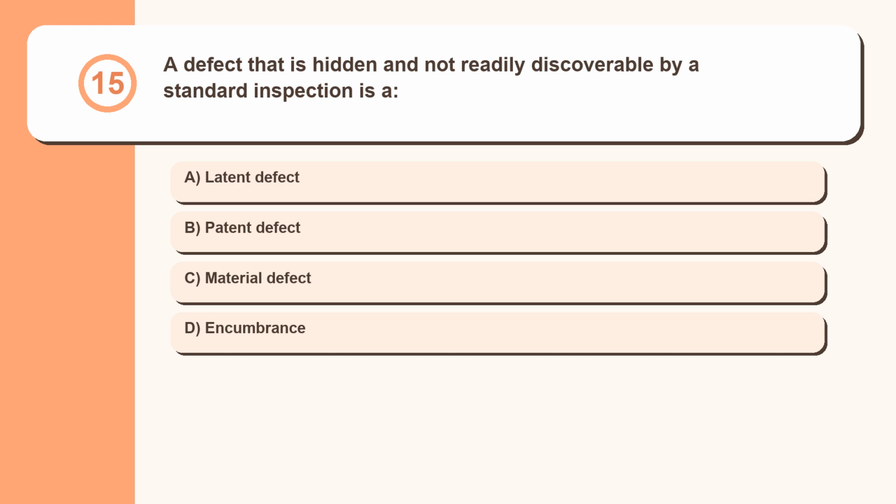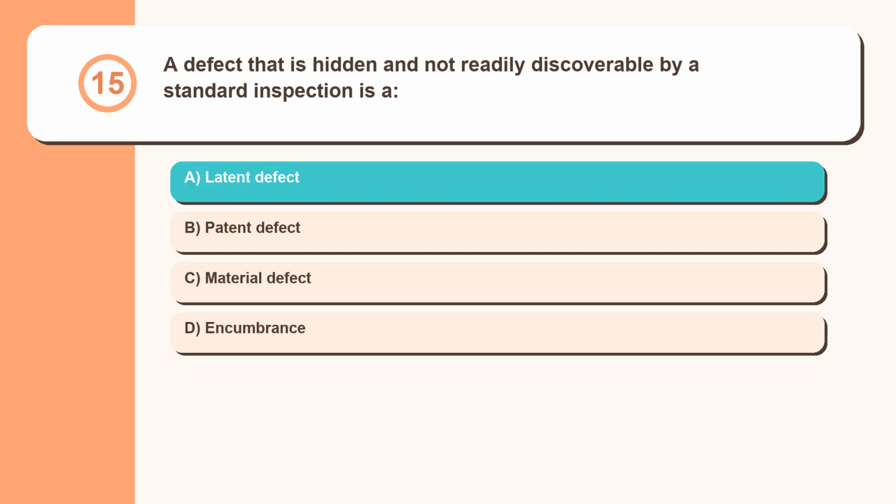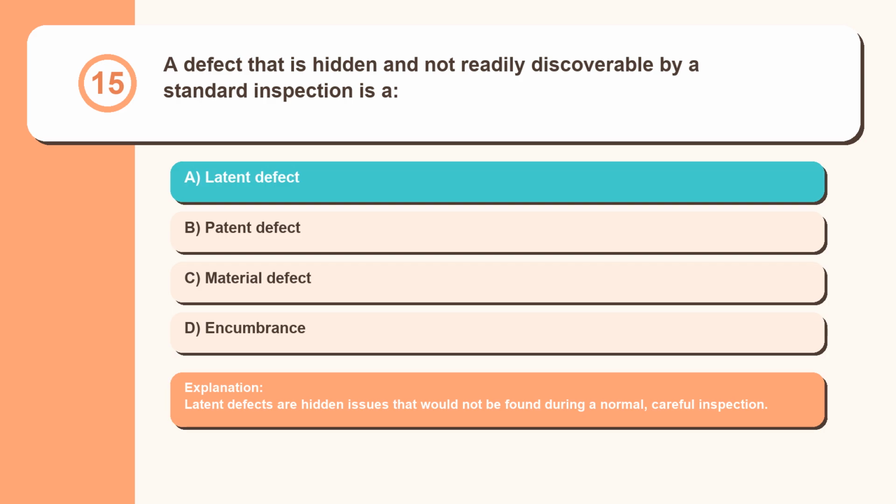Question 15. A defect that is hidden and not readily discoverable by a standard inspection is a latent defect, patent defect, material defect, encumbrance. Latent defects are hidden issues that would not be found during a normal, careful inspection.